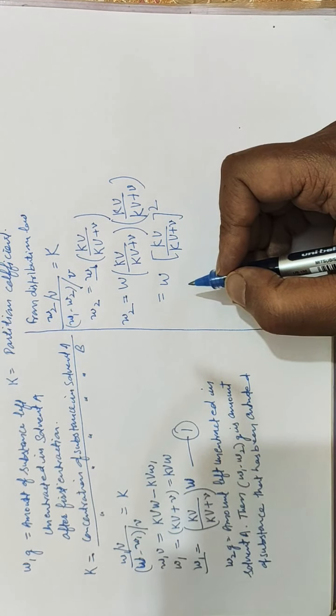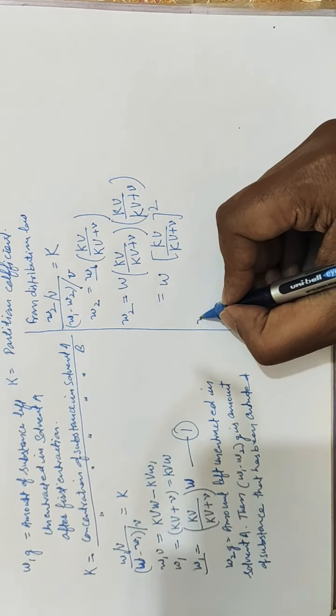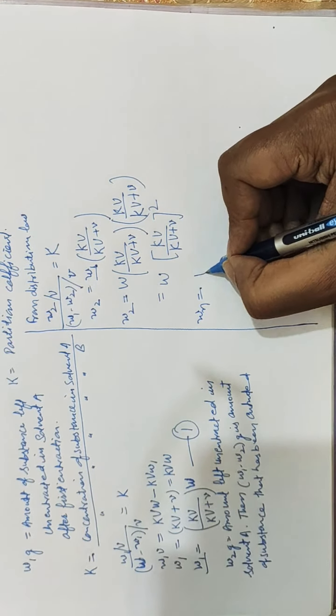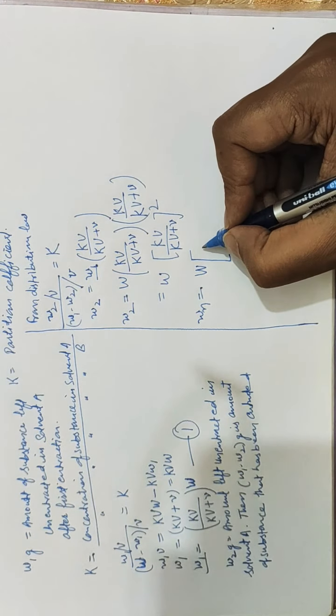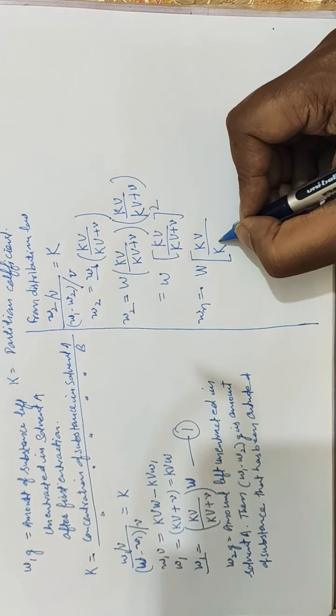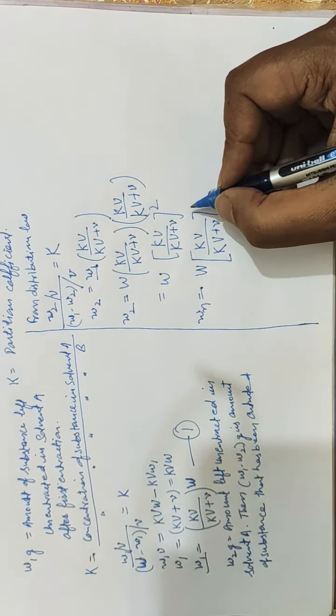so if you do multiple extraction in n number of steps, you may write in the place of 2, Wn is equal to capital W kv over kv plus small v raised to power n.